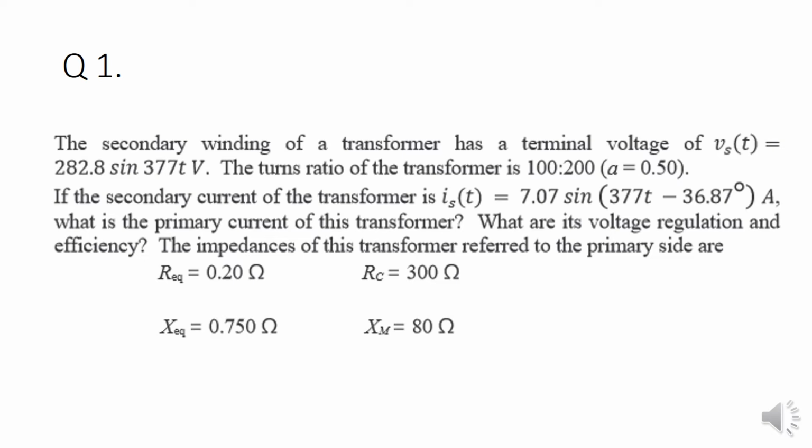If the secondary current of the transformer is IS(t) = 7.07 sin(377t − 36.87°) amperes, what is the primary current of this transformer? Then you are asked to find its voltage regulation and efficiency. The impedance of the transformer referred to the primary side, REQ, XEQ, RC and XM are given. So we have to choose the model that we have learned previously, which consists of REQ and XEQ and is referred to the primary side.